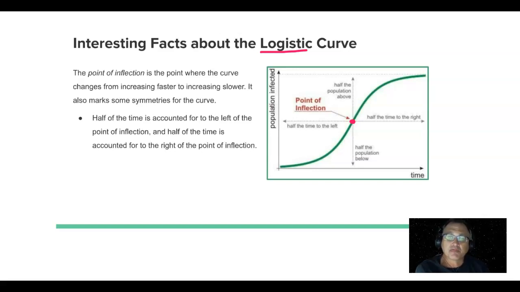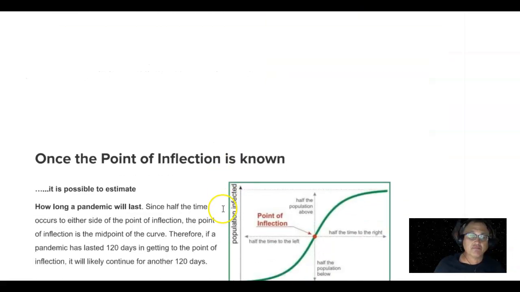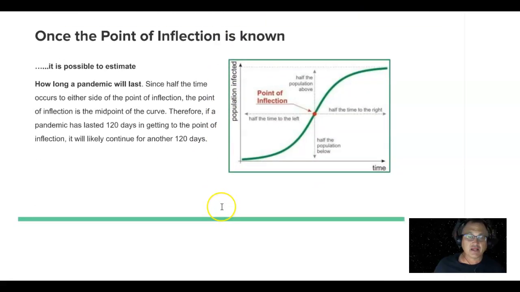So for example, let's say that this was 0 and this was 10 hours. Let's say it was bacteria. And at 10 hours, that's when the point of inflection was. Well, we know that the growth would stop. If it took 10 hours to get to here, then it's going to take an additional 10 hours to get to here. So that's used in order to predict how long a pandemic could potentially last.